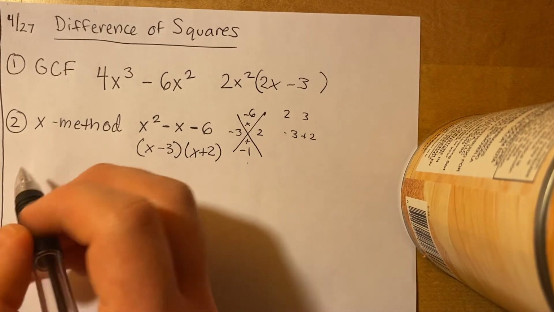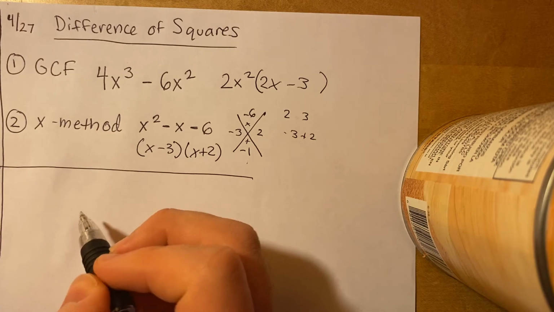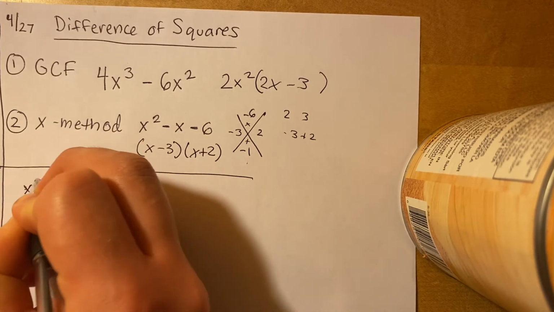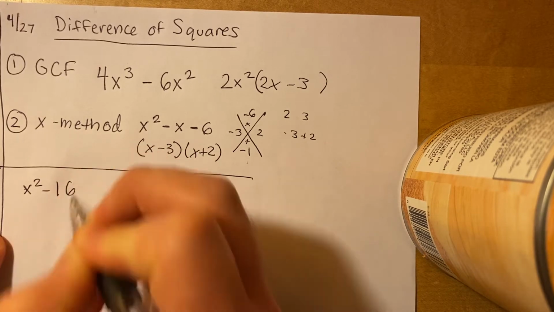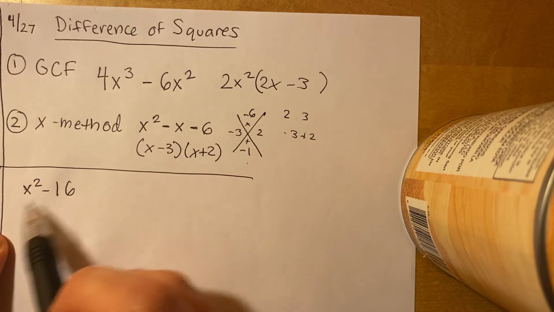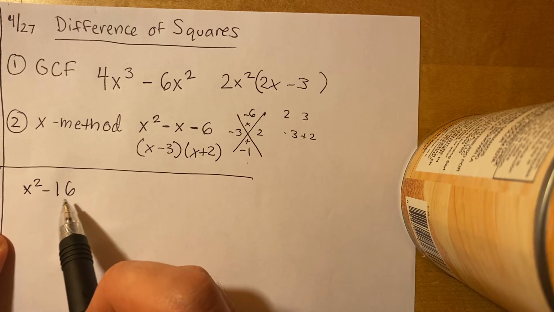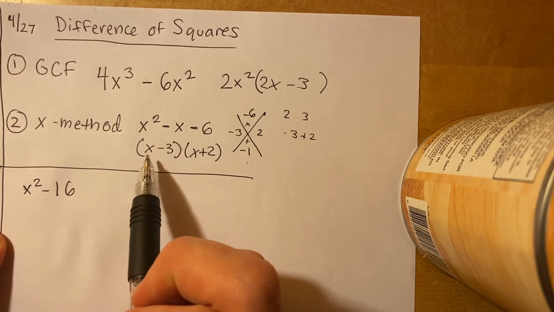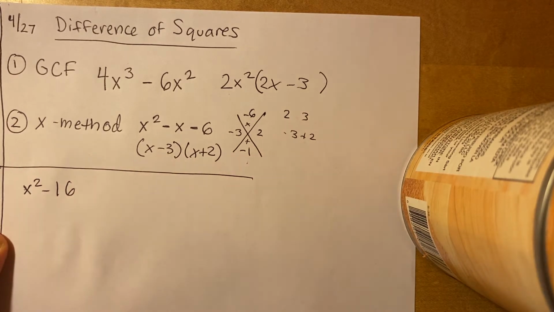So in here, we have one more thing. So look at this one, x squared minus 16. Okay, so it doesn't look like we can do GCF because there's nothing in common between x squared and 16. And it doesn't look like something we can use the x method with because there's no middle term. Well, I'm going to challenge that. Let's make a middle term.